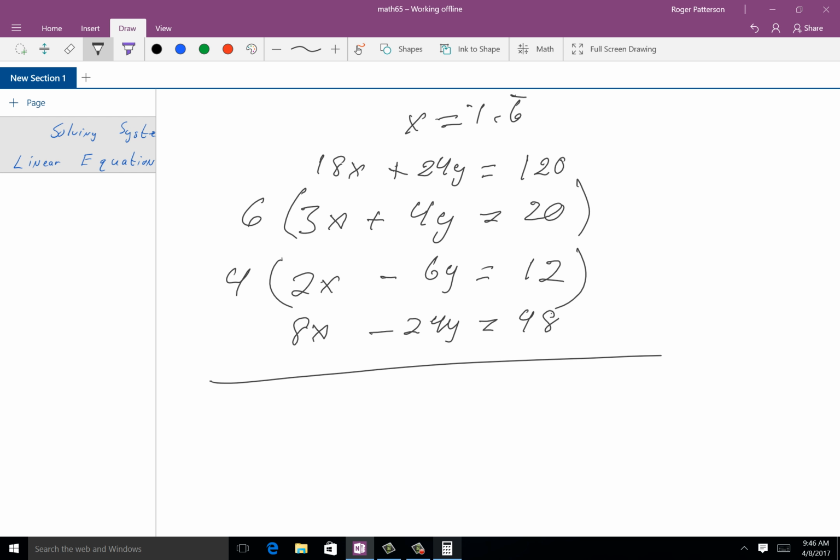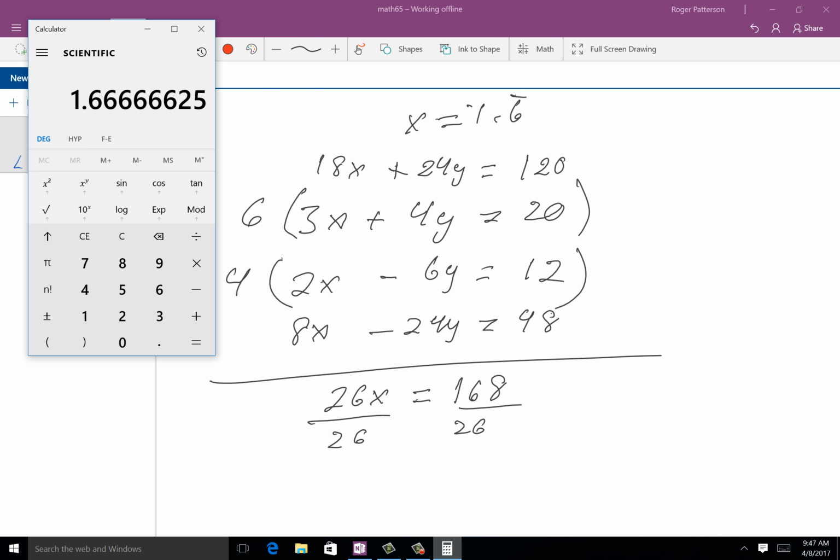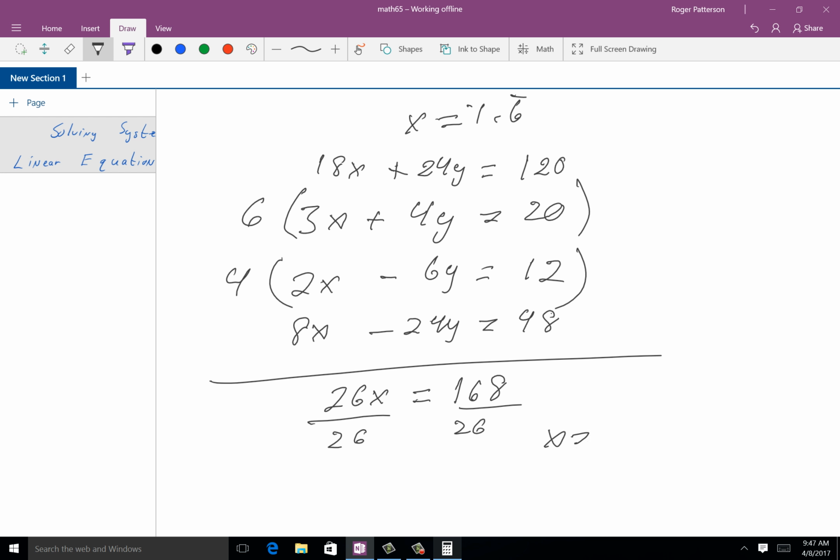So now I'm going to add these because the negative 24 is going to cancel. This is going to give me 26x. The y's are gone. And then it's going to give me 168. Ooh, this is going to be a good one. 168 divided by 26. Oh, it is. x equals 6.46.